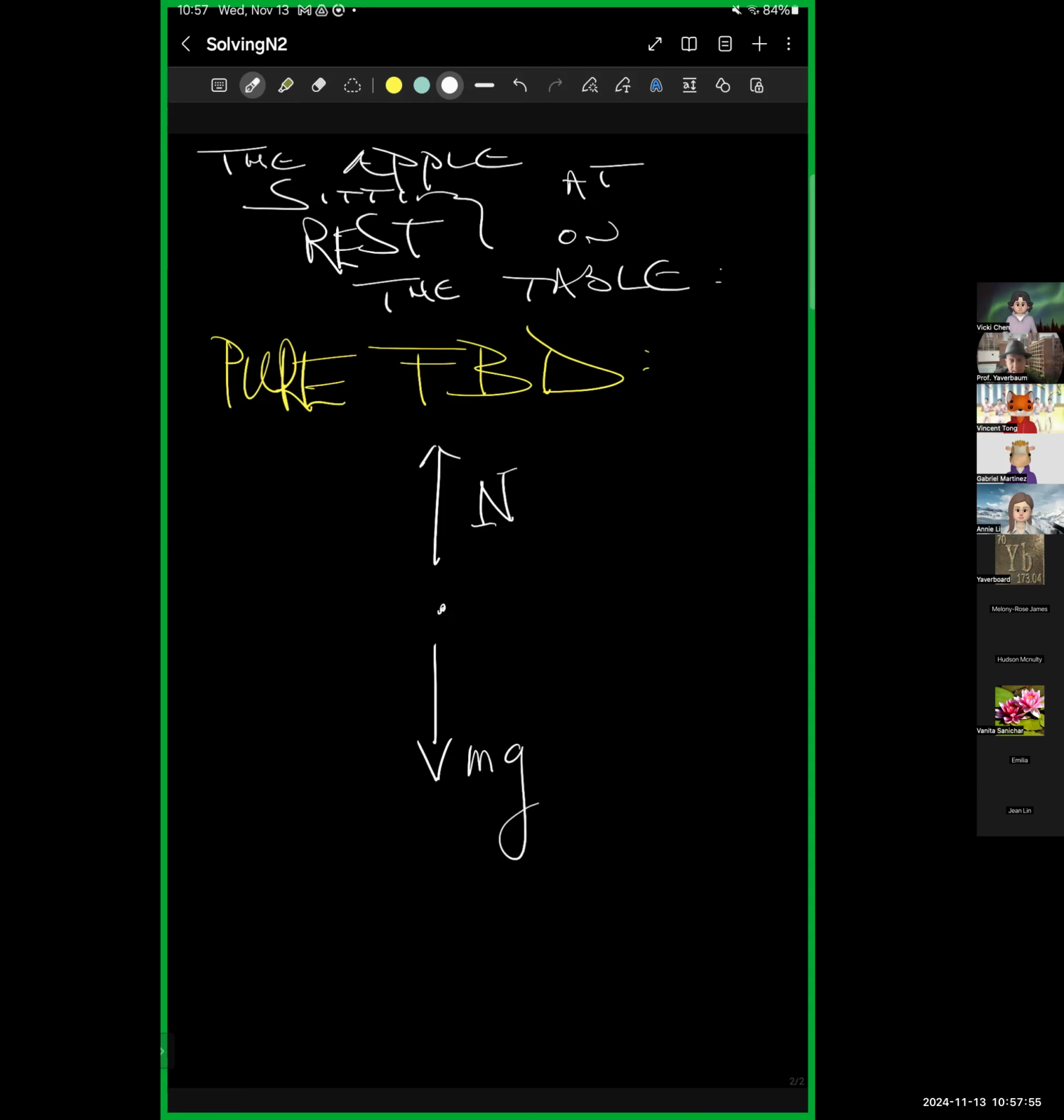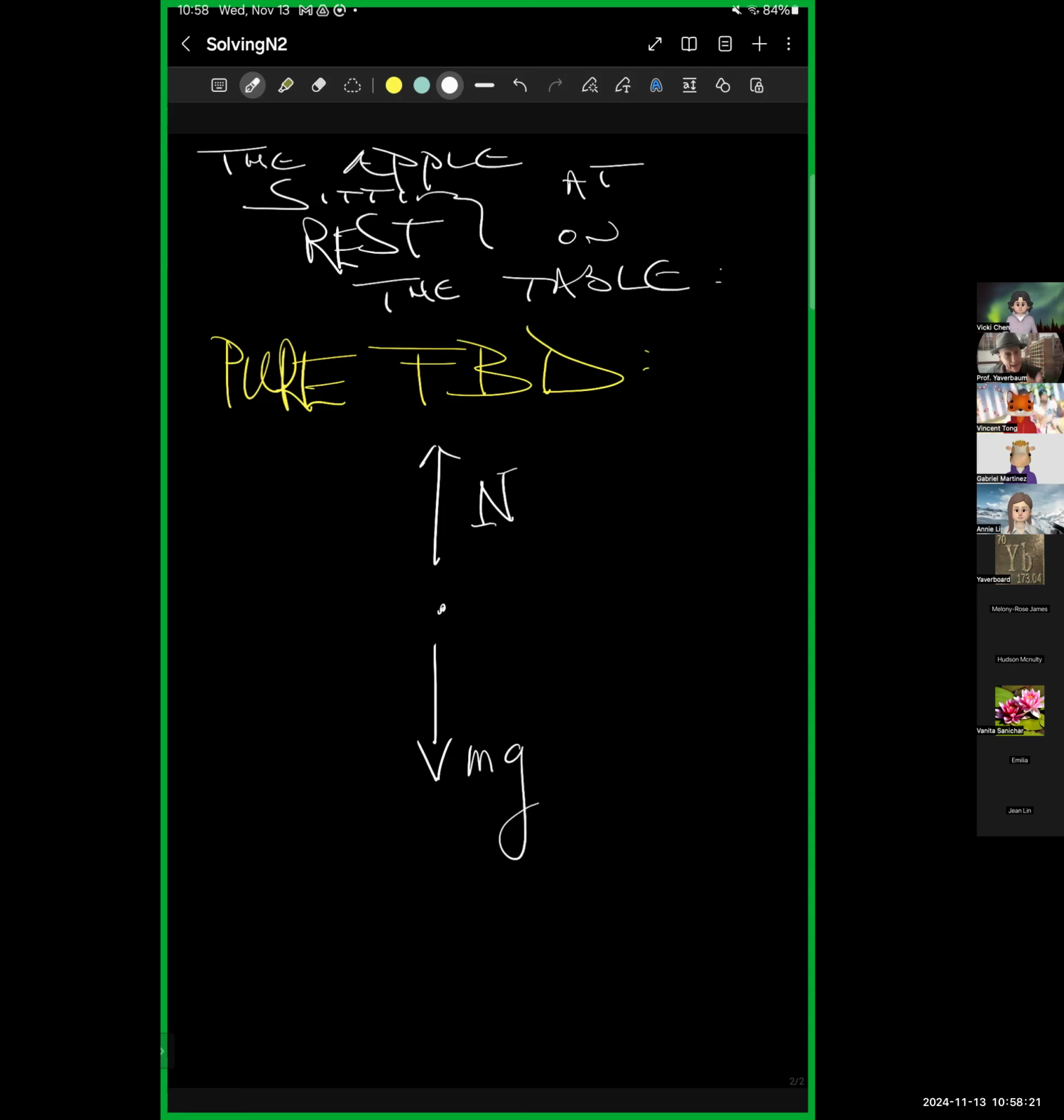That's pulling down. That's in every single diagram. Then we've got this upward force that from here on in we're calling the normal force from the table. It's pushing up on the apple. How do I know it's there? Because the table is an object that is touching the apple. And it's touching it from underneath, shoving it upward.